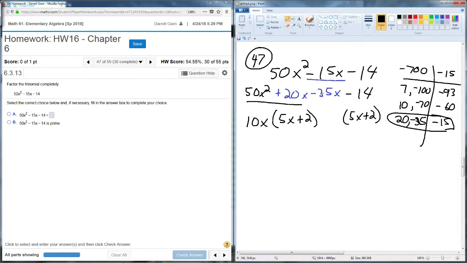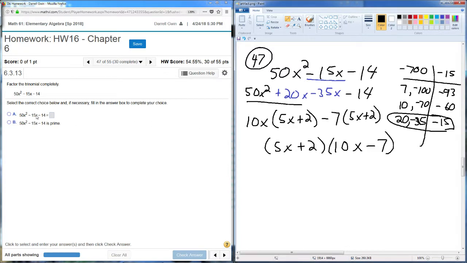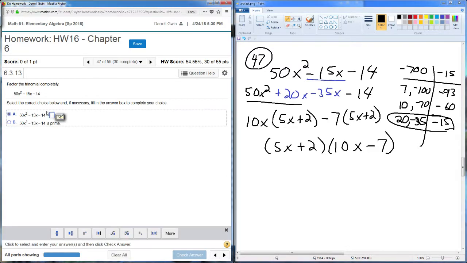And the GCF of negative 35 and negative 14 is negative 7, because negative 7 times 5 is negative 35, and negative 7 times 2 is negative 14. These two terms have 5x plus 2 in common. The leftover is 10x minus 7. Whew. That was a humongous problem.